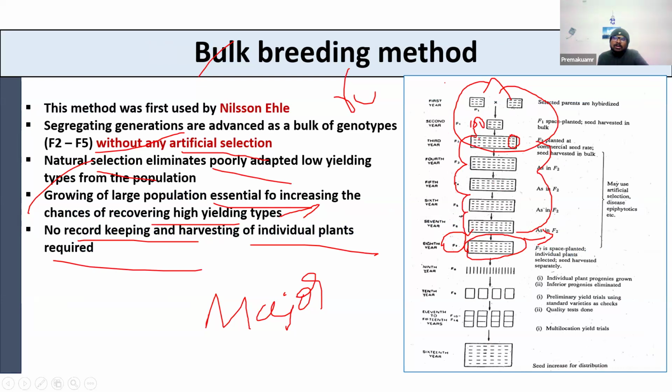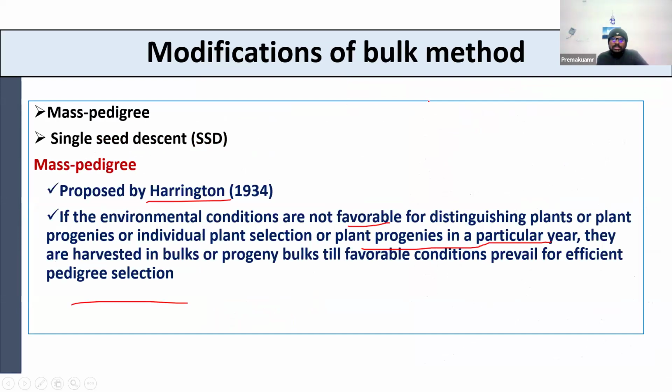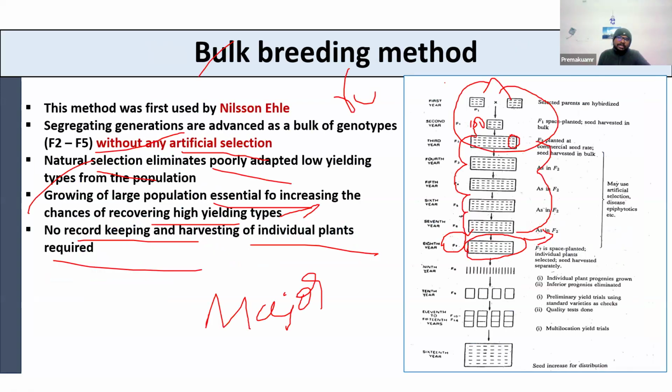Instead of advancing all the seeds from all the plants, you just take one seed and grow it in the next year. Just take one seed from this generation and grow it in the next year. The purpose of this breeding method is, for example, the development of RILs. If you do selection, you can't maintain the entire segregating population up to F8. You just maintain all segregants till F8 so that they reach homozygosity.